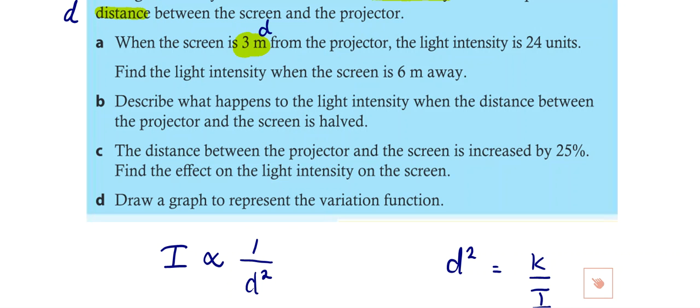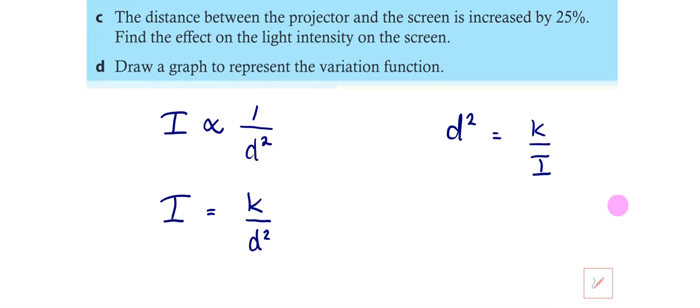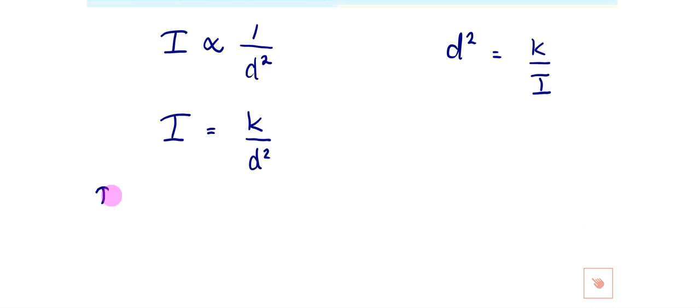The light intensity is 24 units, so that's I. So I can put that in here. So when I is 24, D is, what did we say? 3? Well, not yet. That's the information you've been given in a really basic question. Remember I said in that exercise, some of them are giving you the numbers, some you have to take your own. Well, that's what it would be if I equals 24, D equals 3. We'll use that to figure out K.